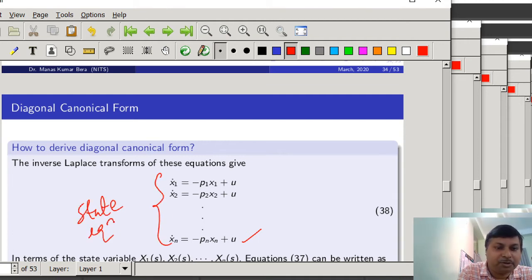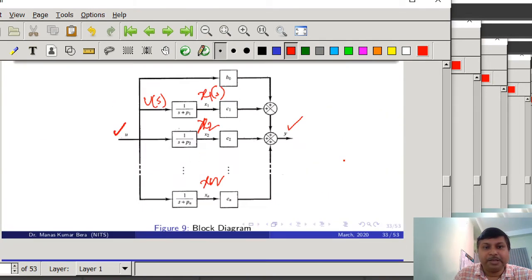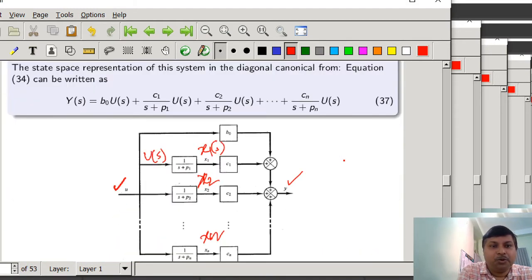Now we have to find the output equation also. Where will we get it from? The output equation is very easy to write, because you see y of s is b0 into u of s plus c1 into x1 of s. The block diagram was also saying that y of s is equal to b0 into u of s plus c1 into x1 of s plus c2 into x2 of s, like that, plus cn into xn of s.